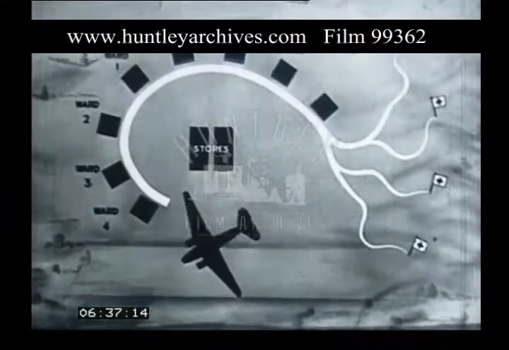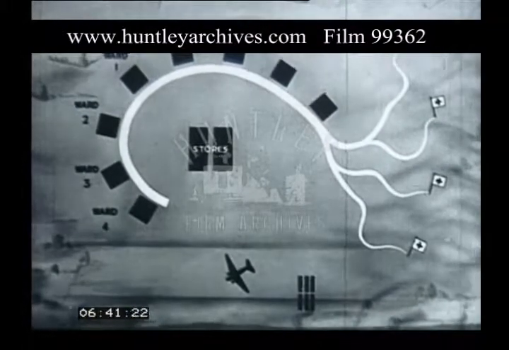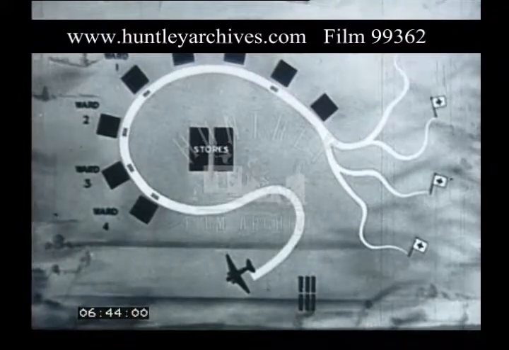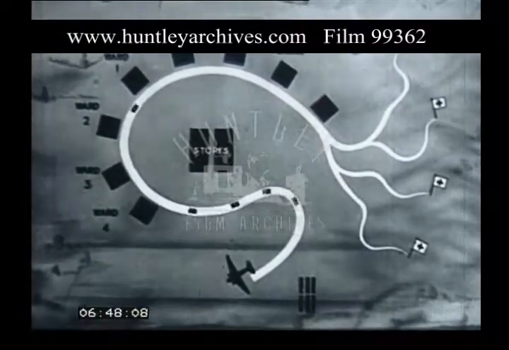When the transport plane arrives, the freight it carries is dumped and the aircraft is then made ready to receive casualties. They're collected from the wards by ambulance and loaded on the aircraft, which brings them over to the main base airfield.